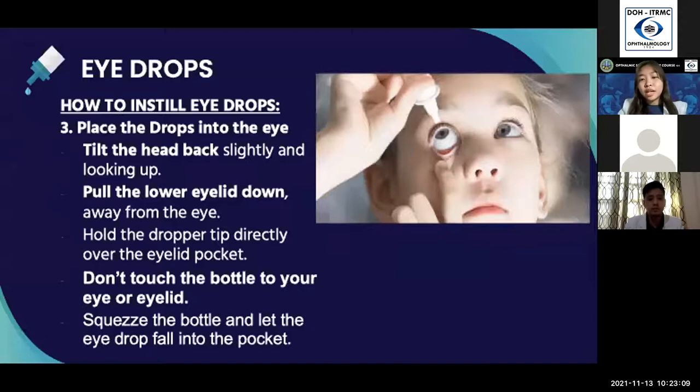The next up is to place the drops in your eyes. So to do this, tilt your head back slightly and look up. Use one hand to pull your lower eyelid down away from the eye. This forms a pocket to catch the drop. Then hold the dropper tip directly over the eyelid pocket. Don't touch, a gentle reminder, don't touch the bottle to your eye or eyelid. This can give bacteria or other contaminants a chance to grow in your eye drops. Then squeeze the bottle gently and let the eye drop fall into the pocket.